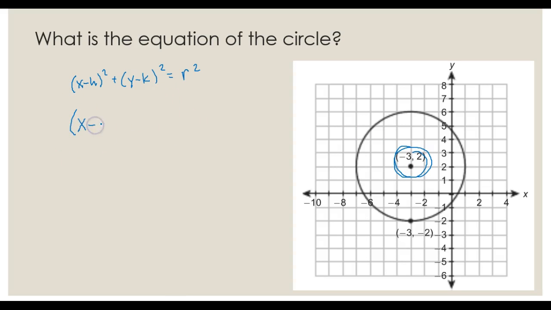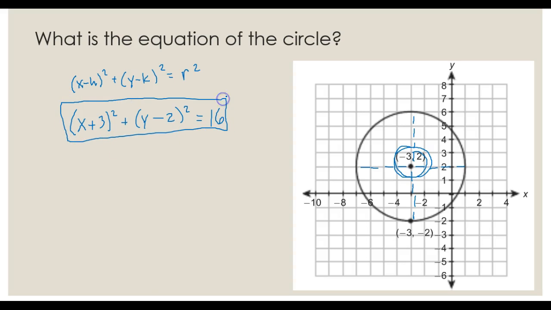x minus negative 3 squared plus y minus 2 squared equals, and then the radius, we'll need to count that. We can go in any direction. 1, 2, 3, 4. Looks like 4. We can verify it by counting in all 4 directions. We get 1, 2, 3, 4 spaces. So that's 4 squared. That's the thing that everybody forgets to do. 4 times 4. 4 squared is 16. And that's how the formula for this one will look.